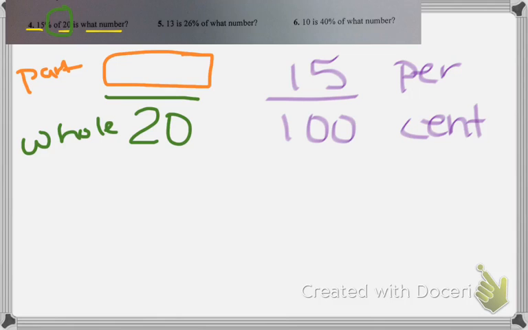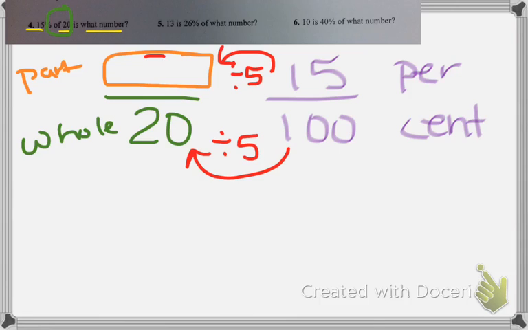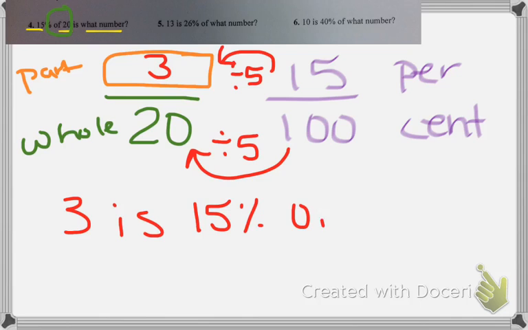And then we need to ask ourselves, which side do we need to get to and from? So I need to get from 15 to my answer, so that means I need to go from 100 to 20. So to get from 100 to 20, I'm going to divide by 5 again. So to get from 15 to my answer, I'm going to divide by 5. 15 divided by 5 is 3. So then we find out that 3 is 15% of 20.